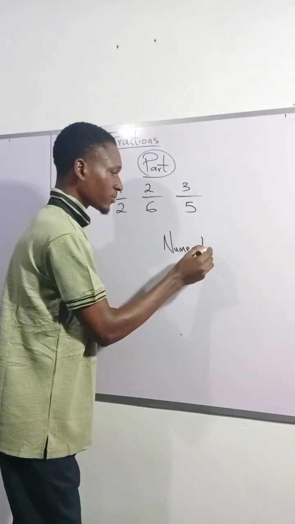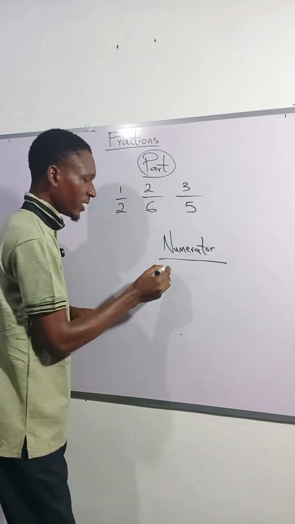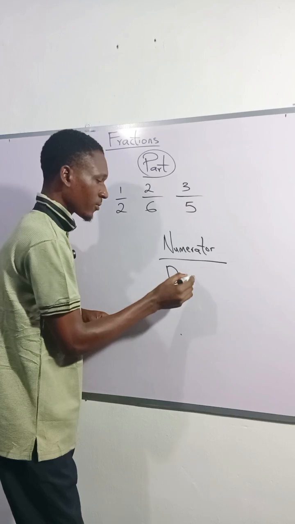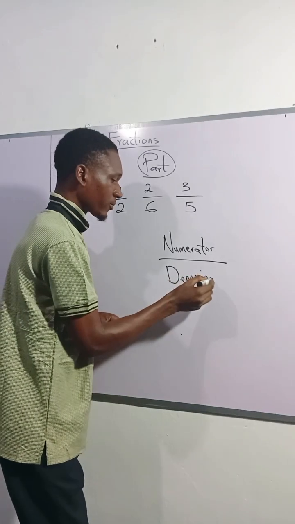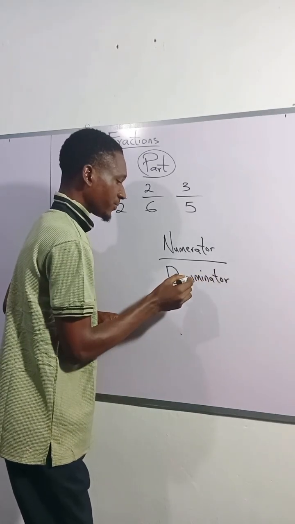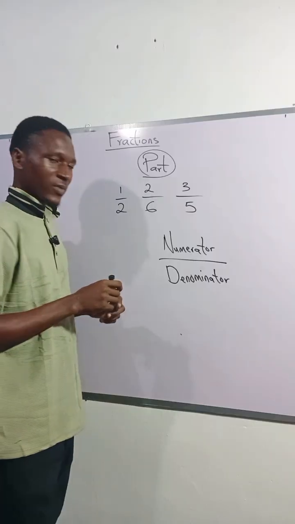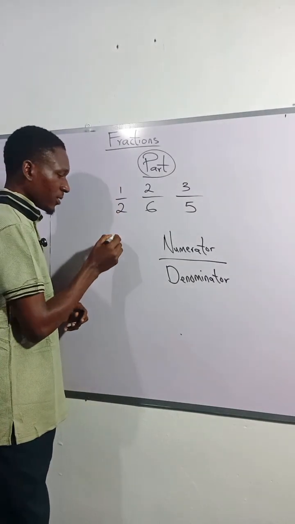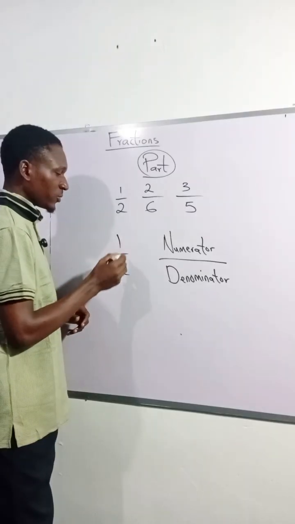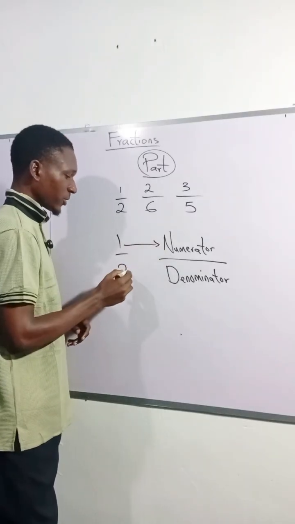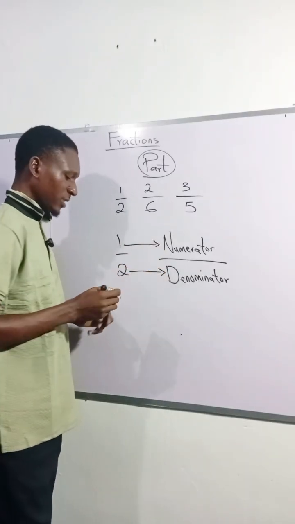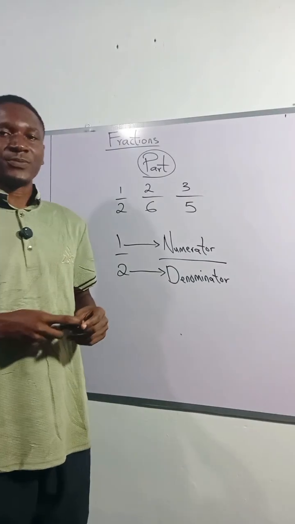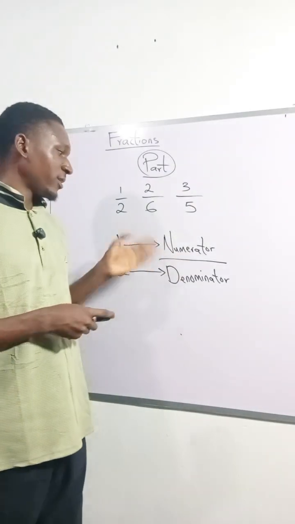Numerator, all over, denominator. Are you saying it? That means if this 1 out of 2 is here, 1 over 2, this 1 is the numerator and this 2 is the what? Denominator. Part of a fraction.